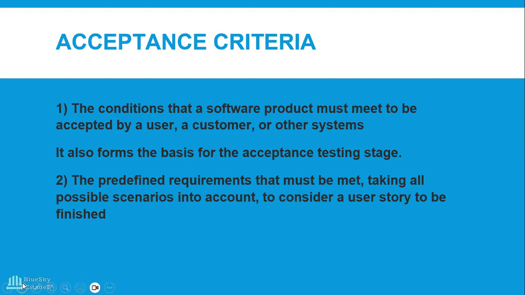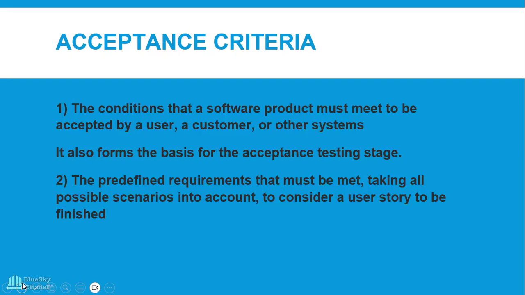Now, acceptance criteria can also be defined as the predefined requirements that must be met, taking all possible scenarios into account, to consider a user story to be finished. What does this mean? Everybody has agreed that before you will say the user story is complete, you must be able to do certain things.